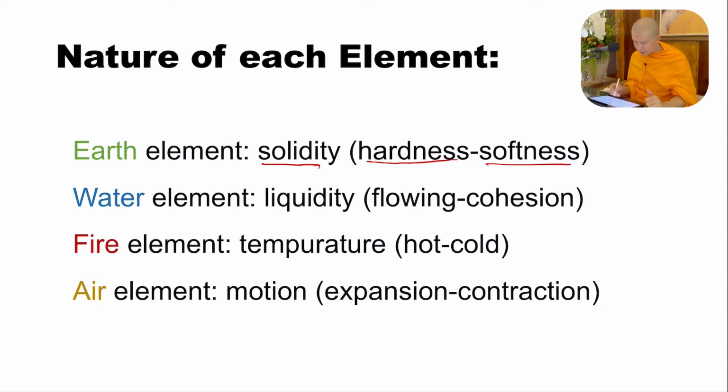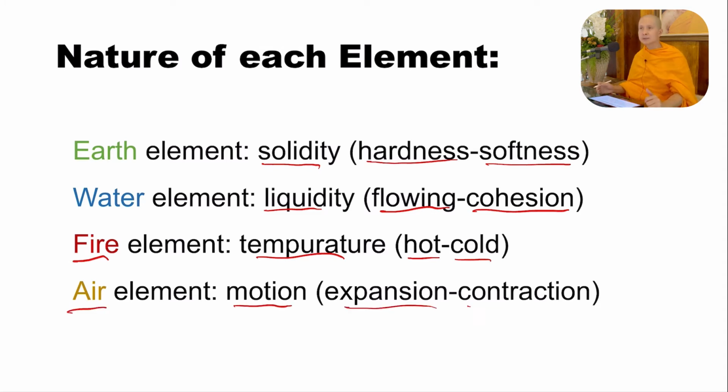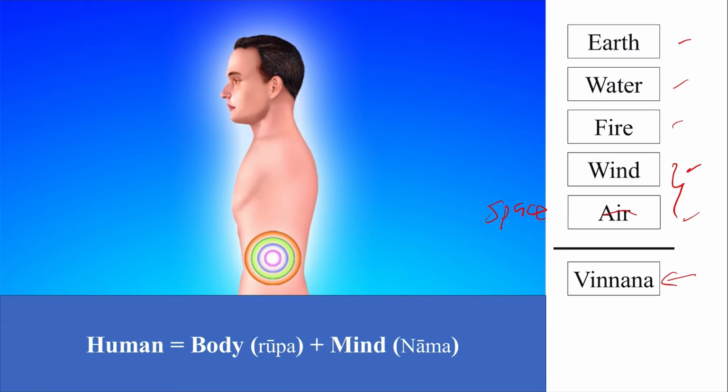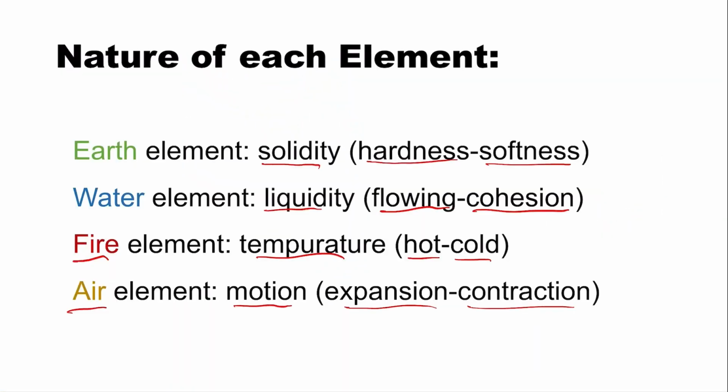And water element, something liquid, something that flows, something cohesive. The fire element, you think of temperature, hot or cold. The air element, something in motion, expansion or contraction. This is the nature of the air element, which everyone I think can relate to. And in some other sutra, the Buddha talked about 6 elements, not just 4. In this case, Sariputta only sticks with the 4 great elements: earth, water, fire, air. These make us human beings.